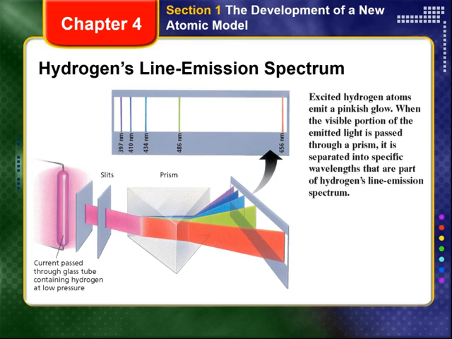Additional series of lines were discovered in the ultraviolet and infrared regions of the hydrogen line emission spectrum. The wavelengths of some of the spectral lines are also shown in figure 4-7, also on page 95 of your textbook. They are known as the Lyman, Balmer, and Paschen series, named after their discoverers. In the late 19th century, a mathematical relationship that related the various wavelengths of the hydrogen line emission spectrum was developed. The challenge facing scientists was to provide a model of the hydrogen atom that accounted for this relationship.